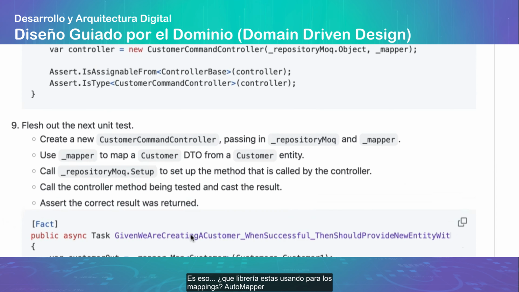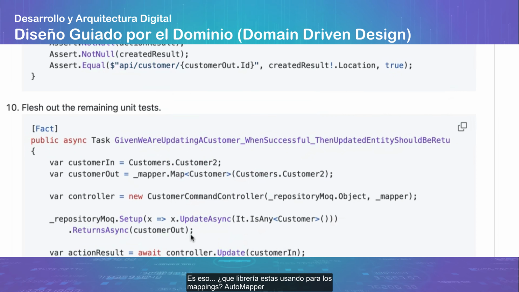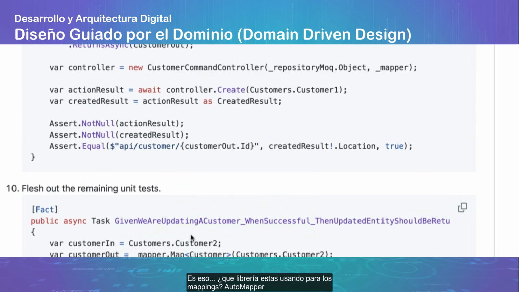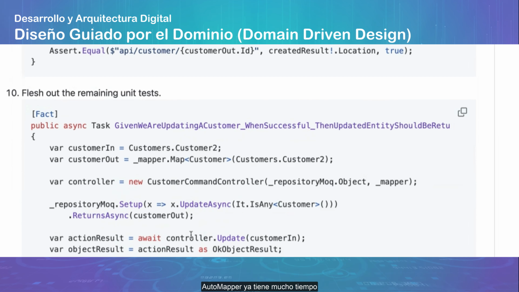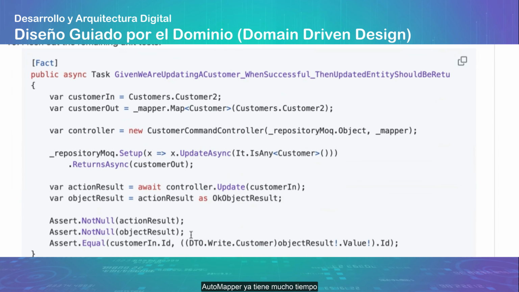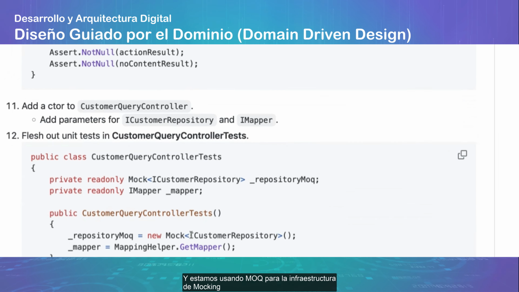Is that AutoMapper? Skip back, please. What are you using as a library for the mappings? Using AutoMapper. AutoMapper, yeah. It's been around for a very long time, and it's pretty trustworthy when it comes to doing these mappings, which is really great. And I'm using Moq for the mocking framework. And so we do all that.